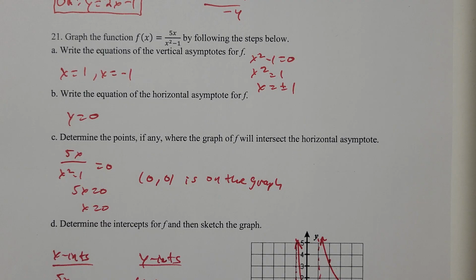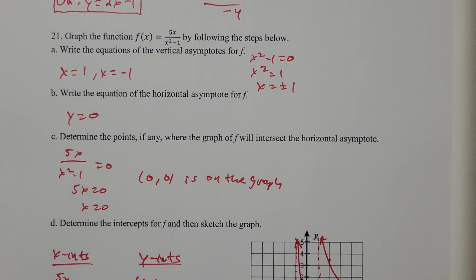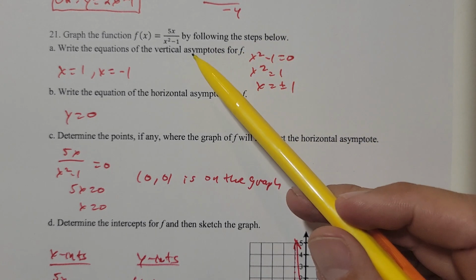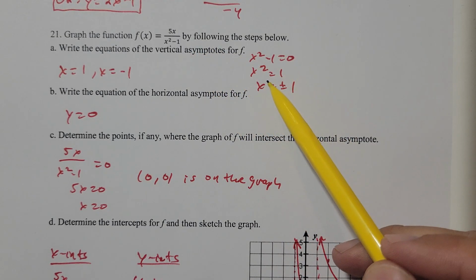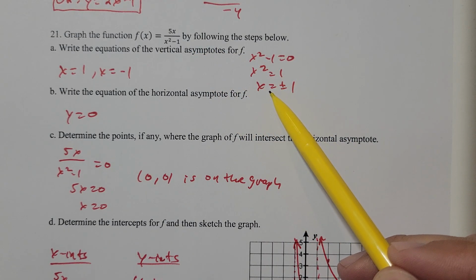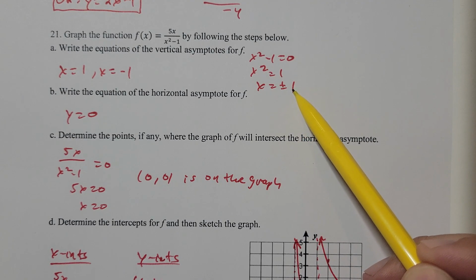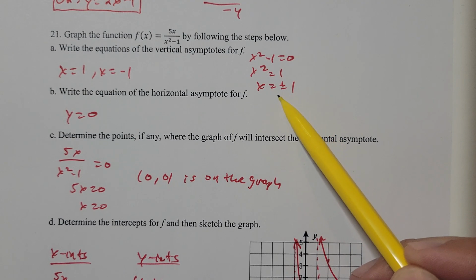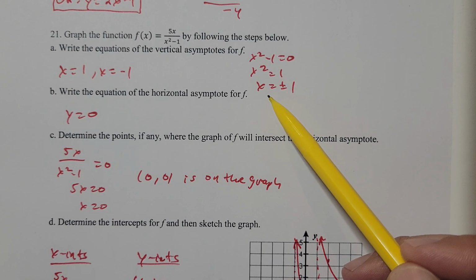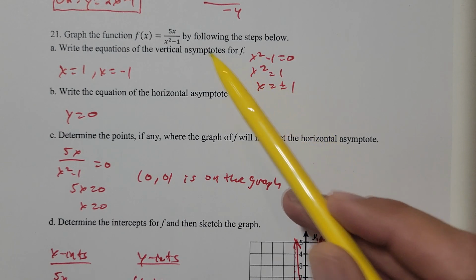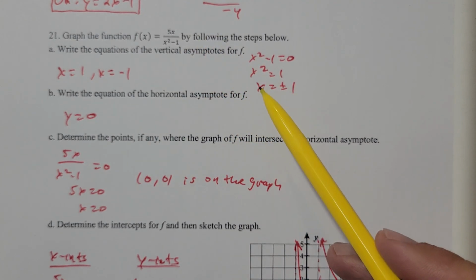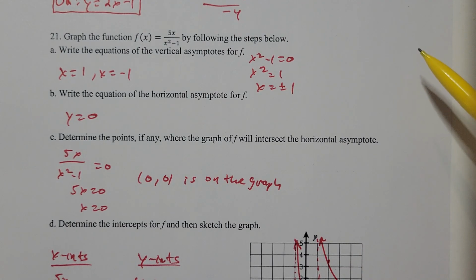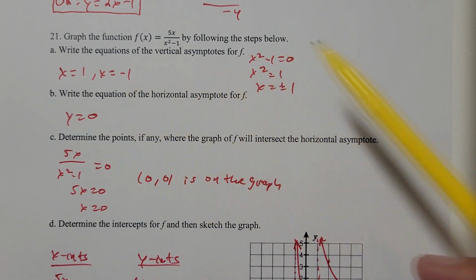In part A, we want to write the equations of the vertical asymptotes for the graph of f. So, the domain, I know I can't divide by 0. So if I set the denominator equal to 0 and then I solve, x would be plus and minus 1. Don't forget about the plus minus there. So I can't use 1 or negative 1 as an input value because I can't divide by 0. So therefore, I'm going to have two vertical asymptotes, which are going to be at x equals 1 and x equals negative 1.